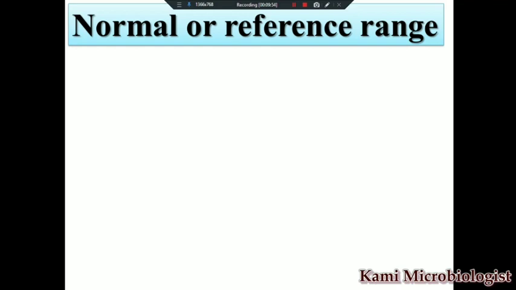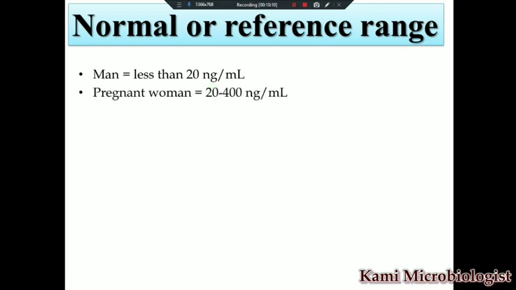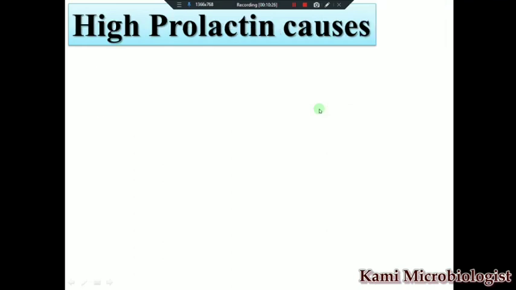Now let's see the normal range or reference range of prolactin. In men, the prolactin level is less than 20 nanogram per ml. In females, mostly in pregnant women, the prolactin level should be 20 to 400 nanogram per ml. In non-pregnant women, it should be less than 25 nanogram per ml. So this is about the normal range.